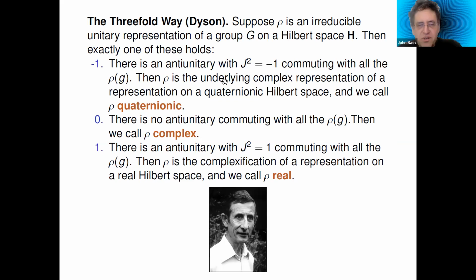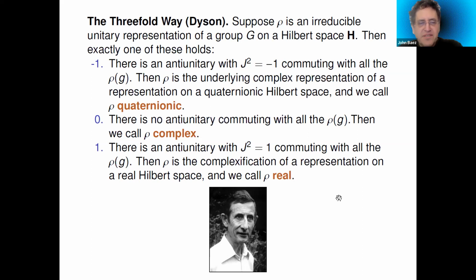Get yourself into trouble, show that this representation couldn't have been irreducible. Right. So it's a trichotomy. Okay. And so in case -1, our representation was secretly a representation on a quaternionic Hilbert space. In case 1, it was secretly a representation on a real Hilbert space that we've complexified. And in case 0, neither of those are true. And so some people slightly confusingly call this representation complex, then, meaning that it's like really, really, really complex.